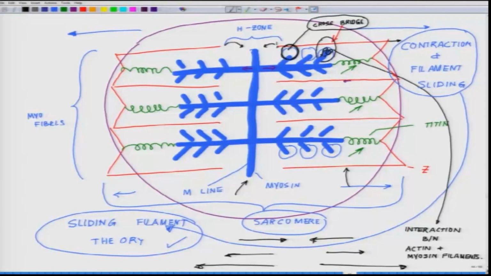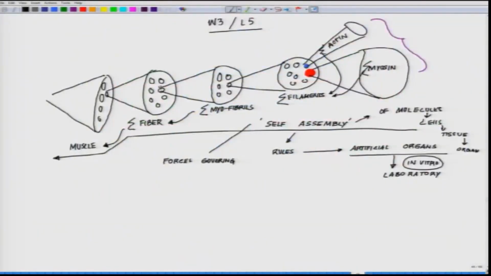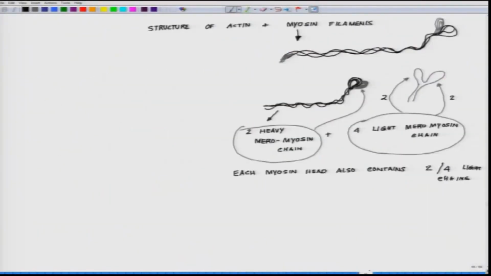So, now let us improvise this drawing a little bit further. So, these heads are forked kind of thing. Okay. So, the number of cross bridges decides the interaction between the two. And now, if you look at the actin filament, now coming back. So, we talked about the myosin filament, details of the myosin filament. And the actin filament is even much more interesting.